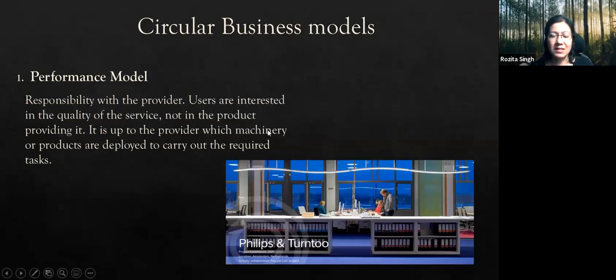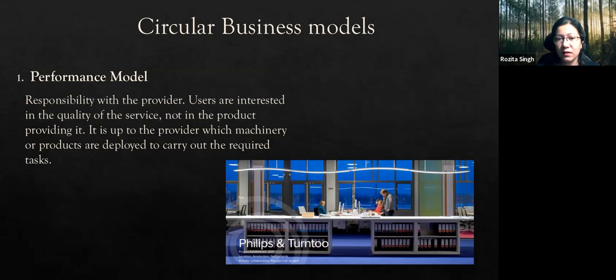So, as the video said, there is a way of doing business differently. And I just wanted to give you 5 quick examples of the kind of business models, or circular business models, that can be clubbed or categorized. One of them is called the performance model, which means that the responsibility actually lies with the provider. Users are merely interested in the quality of the service. And one example of this comes from Philips.